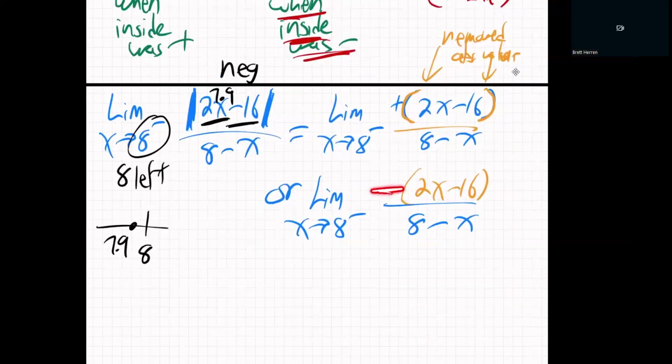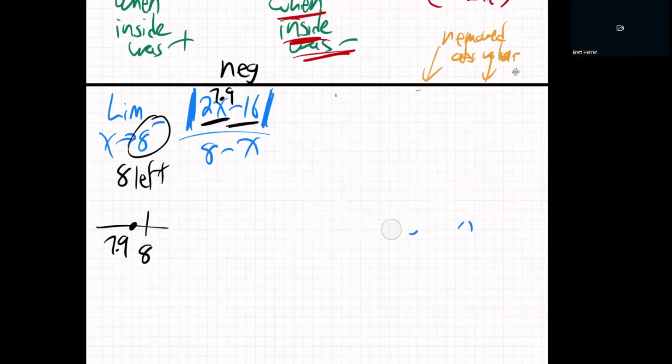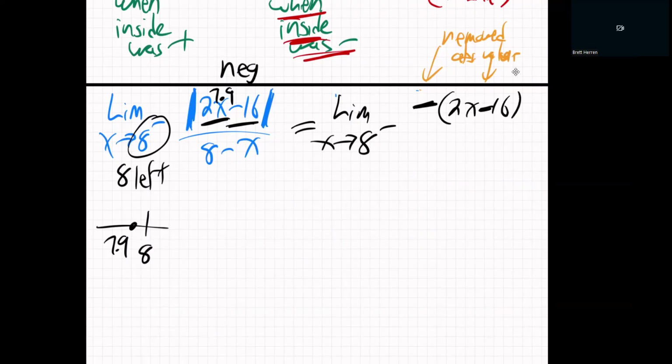So we're going with this one. Let me get rid of this. In fact, I should have just done it from the beginning. It's all right. And so it's the limit as x goes to 8 from the left. And I'm going to put a minus in the front right there over 8 minus x.